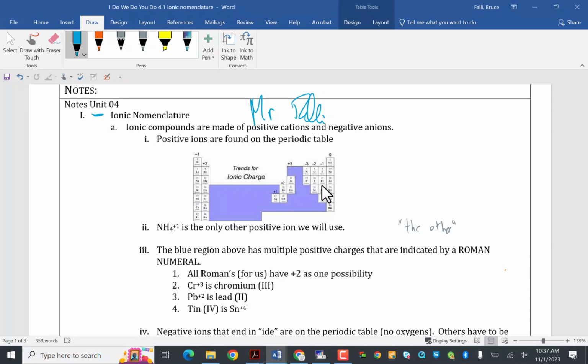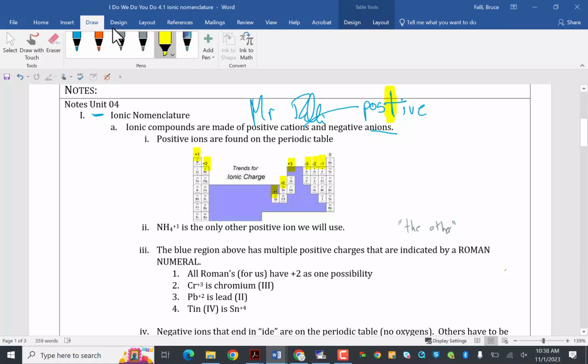Ionic compounds are made of positive cations and negative anions. Remember, cations are positive. Do you see how this is so clever? That's a plus sign. That's positive. And anions are negative, okay? Positive ions are found in the periodic table. So looking here, +1, +2, +3. These again are my always +2 ones. And the negative ions you can also find in the periodic table too.